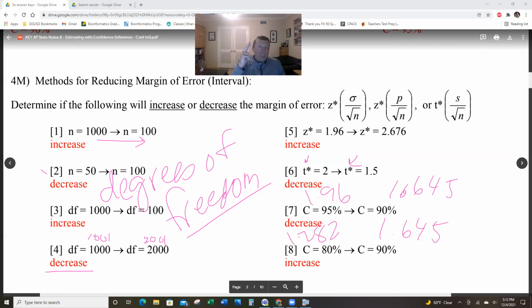Remember, there's 2 ways to make the interval smaller. The preferred way, get more samples. Option 2, reduce your confidence. That will shrink the interval. Okay? There's 2 ways to increase the interval. Less samples increase the interval, and more confidence increases the interval. Okay? All right.